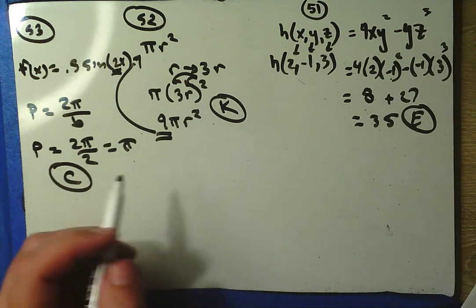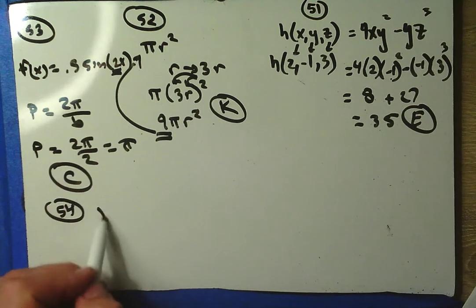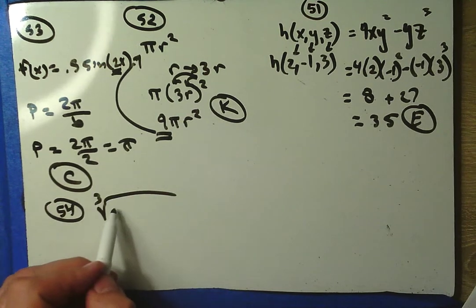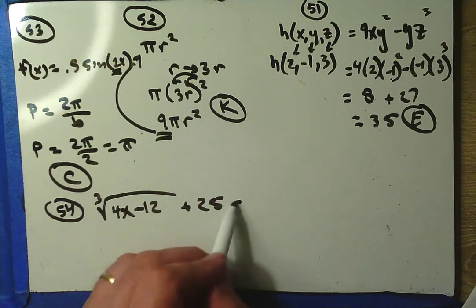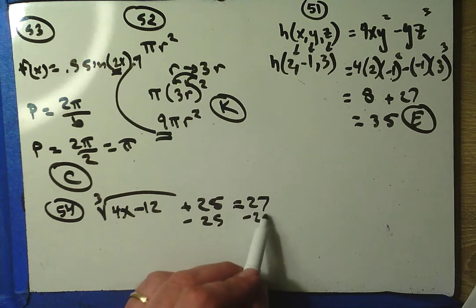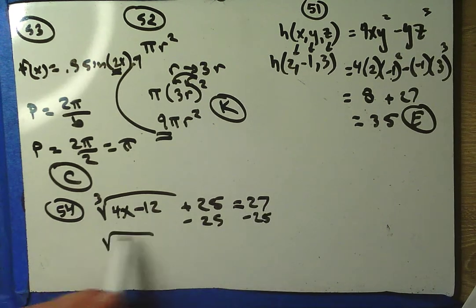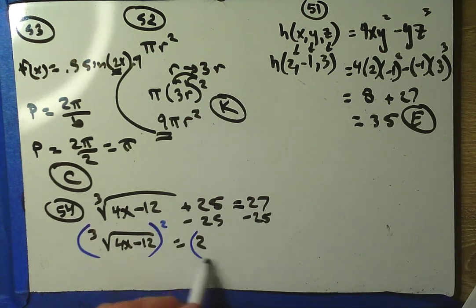54. What is the value of x in this equation? We've got the cube root of 4x minus 12, plus 25 is 27. So we want to isolate that cube root. We get the cube root of 4x minus 12 equals 2. Now I have to cube both sides. Remember, this is not squaring both sides, so this is not a must-check problem. This is cubing both sides.